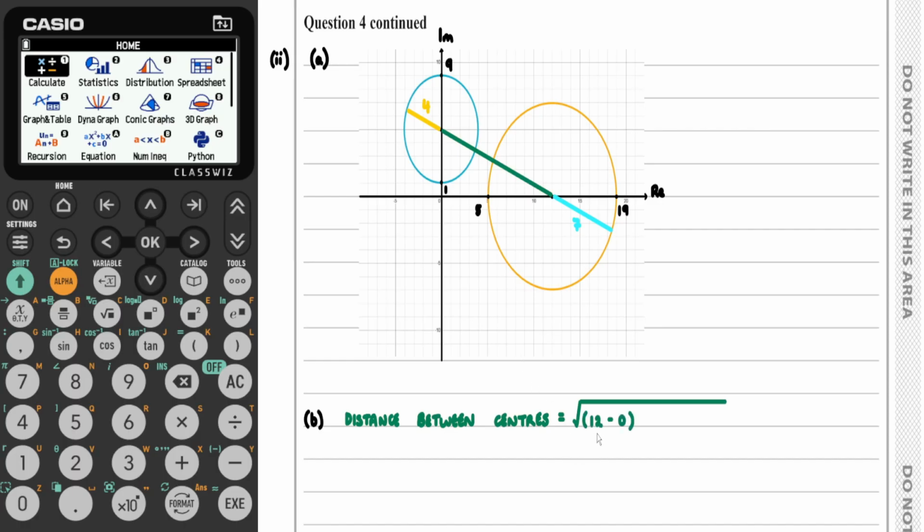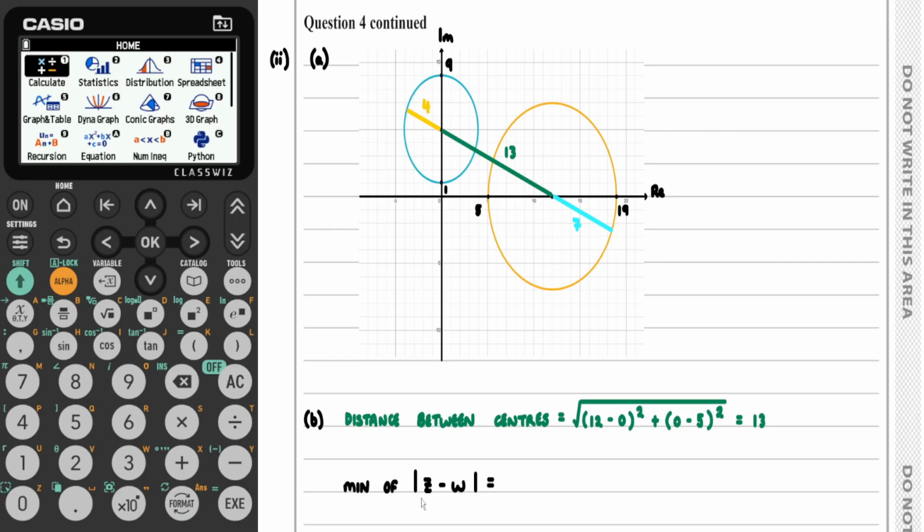That's given by the square root of 12 subtract 0 squared plus 0 subtract 5 squared, which is 13. So here we've got 13. What we can now do is find the distance that's here between this circle and this circle, and we can find the distance between this point and this point. That will be the maximum.